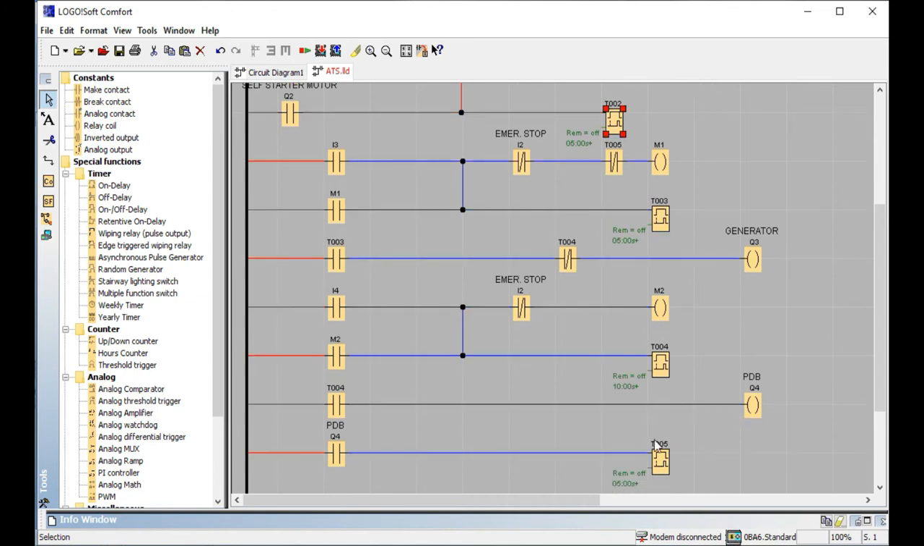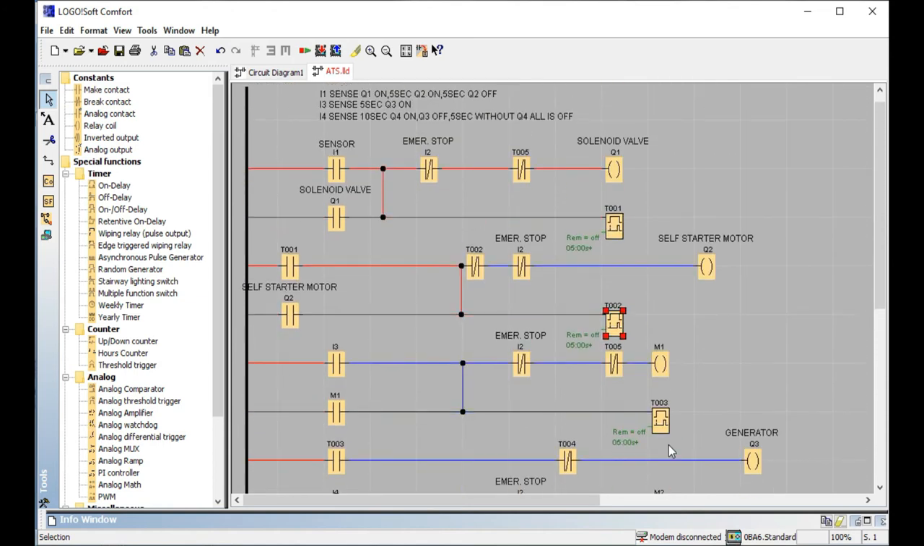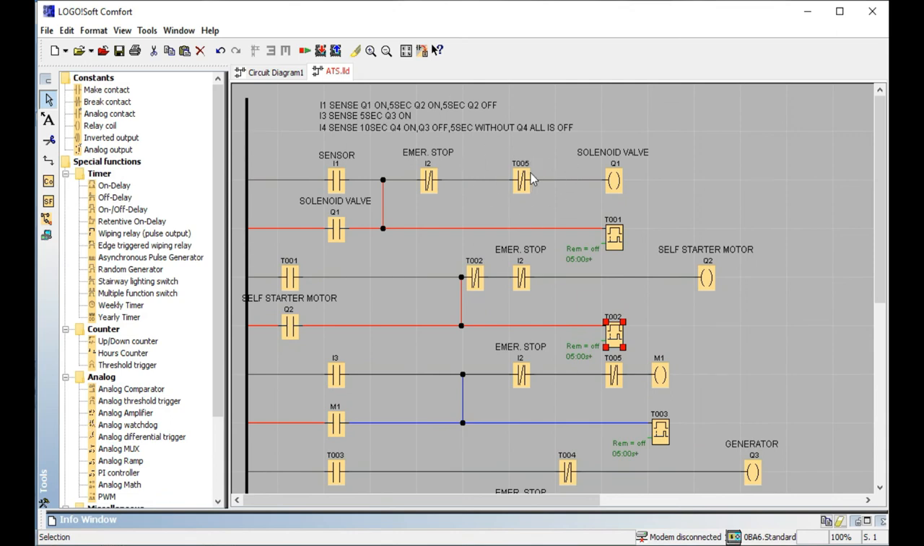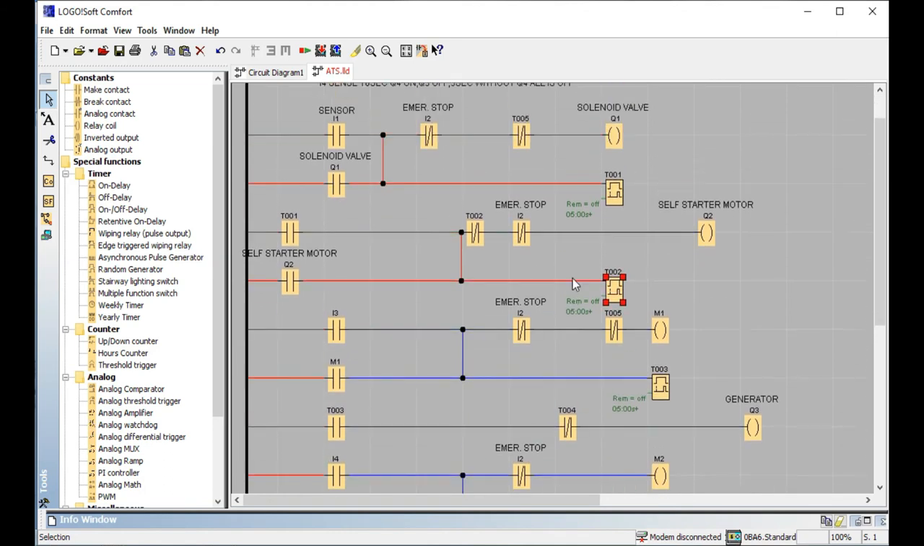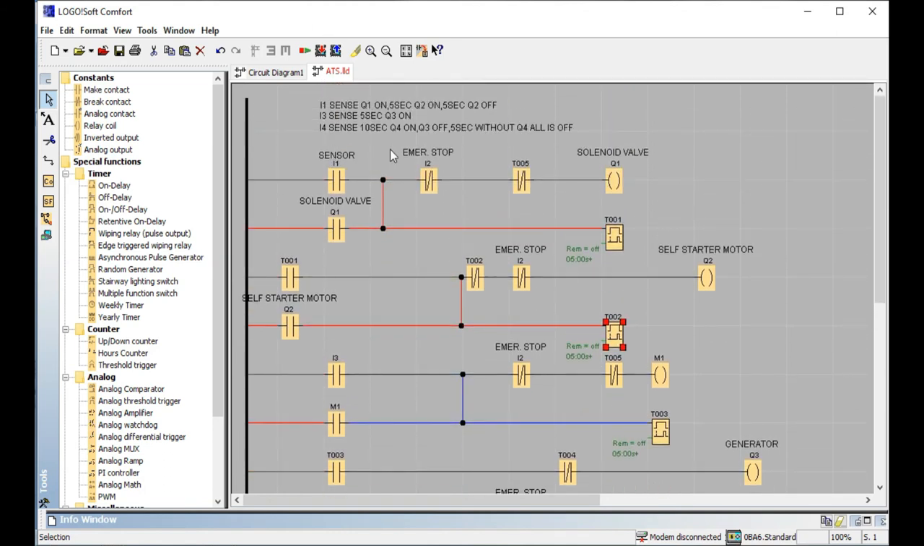After 5 seconds, this 5 seconds. Initially, all are off and only Q1 is on. That means it will be off after 5 seconds, that means after 15 seconds when the PDB is coming into the plant. So I4 senses, 10 seconds later Q4 is on, that means the PDB is on, and Q3 is off. Q3 means the generator will be off because the electricity is already in the plant. That's why after 5 seconds, with Q4 on, it is off.